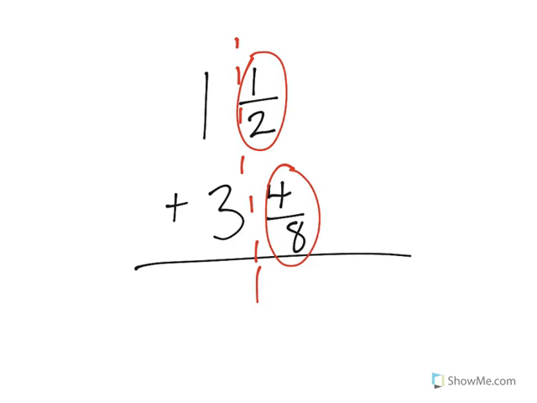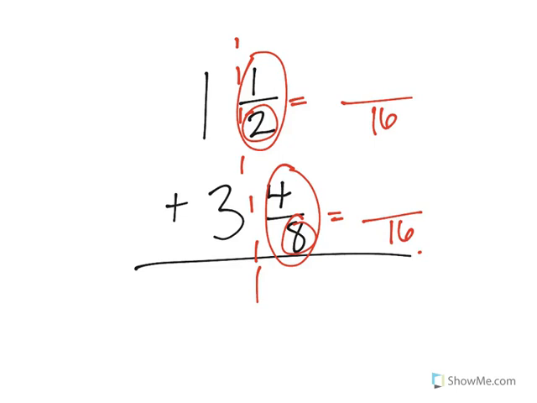What must I look at first? The denominators, to check if they're the same. Are they the same? No. What can 2 and 8 both go into? 16. I would have used 8, but I'll go ahead and use what you said. It's okay. Again, I would use the least common multiple.